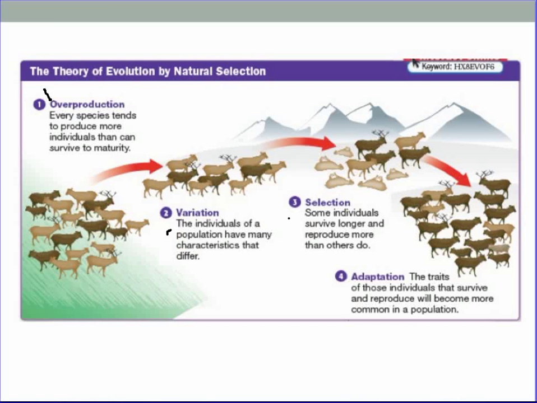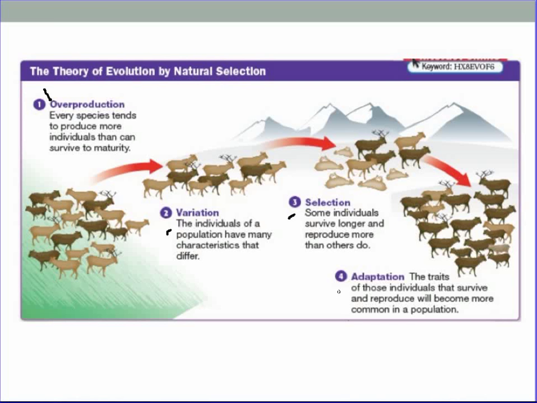The third step is selection. The environment will select for a more positive characteristic. So some of those organisms that were overproduced will die due to their specific variation. Perhaps their fur was not thick enough to survive the cold weather.